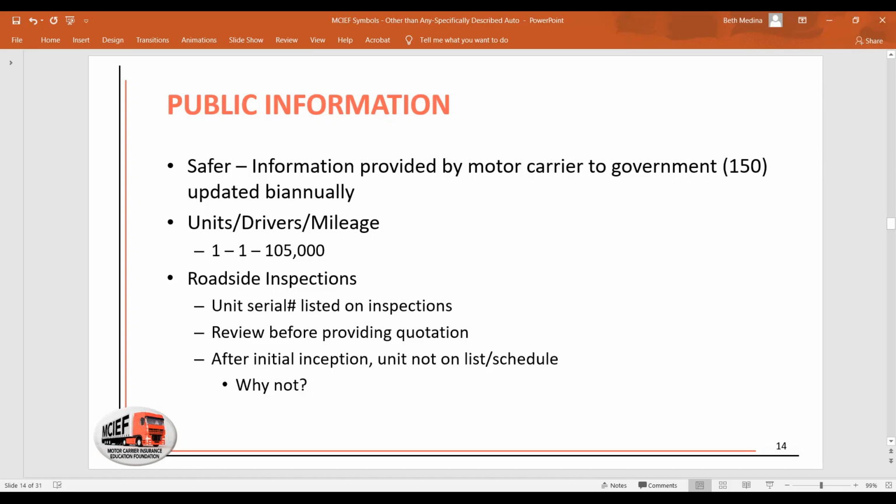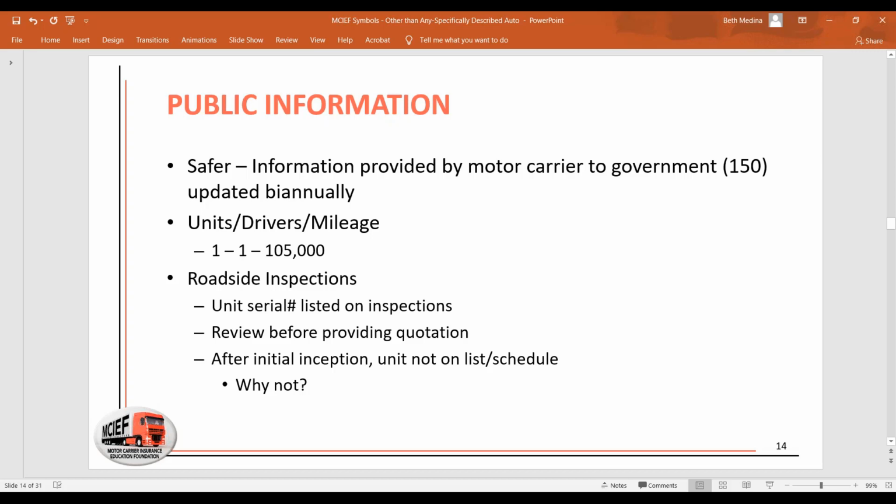SAFER also tells us the information provided by the motor carrier, and that's the 150, and the update. This is information that's provided by the motor carrier to the government. The underwriters look at one unit, one driver, about 105,000 miles. That represents a unit. Then you have the roadside inspection.